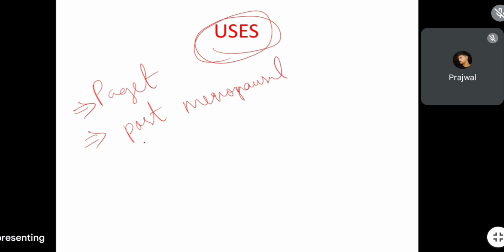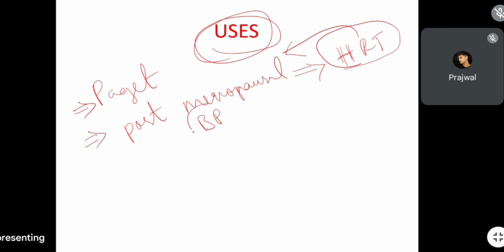In postmenopausal cases, if a patient cannot tolerate hormone replacement therapy, if hormone replacement therapy fails, if the patient has hypertension, or has any adverse effects associated with hormone replacement therapy, then bisphosphonates will be the drug of choice.